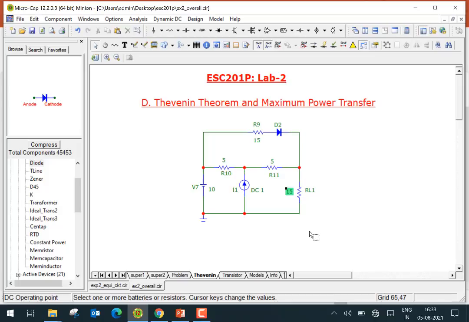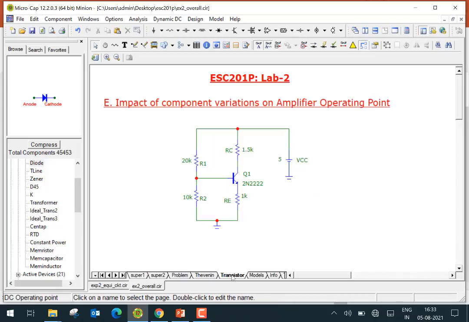And in the last assignment, part E, we've given a transistor. So this is an amplifier, and you may recognize this as a biasing arrangement here. R1, R2 and RE are used to bias the transistor in active mode, and RC is a collector resistance, and we'll not go into the details of the amplifier. So this is another circuit for you.